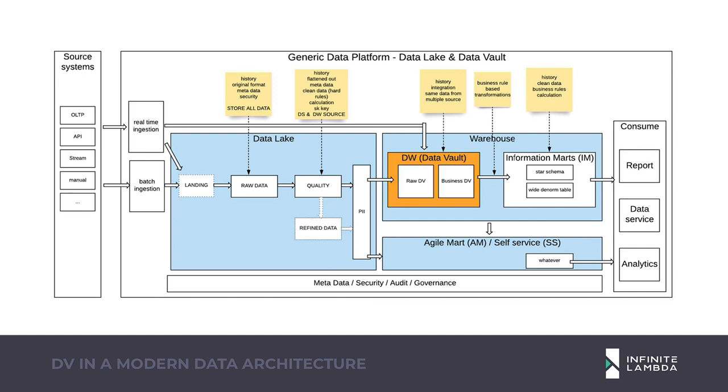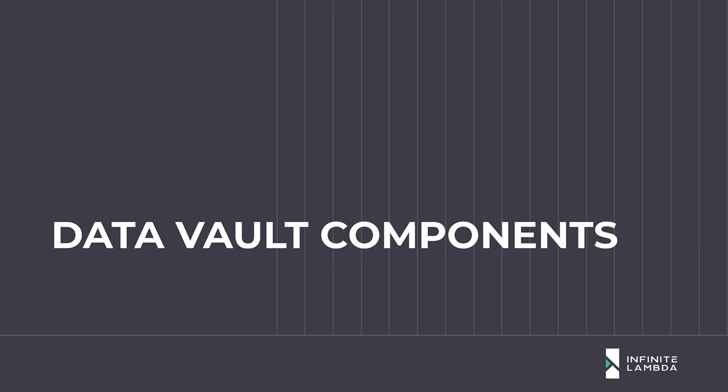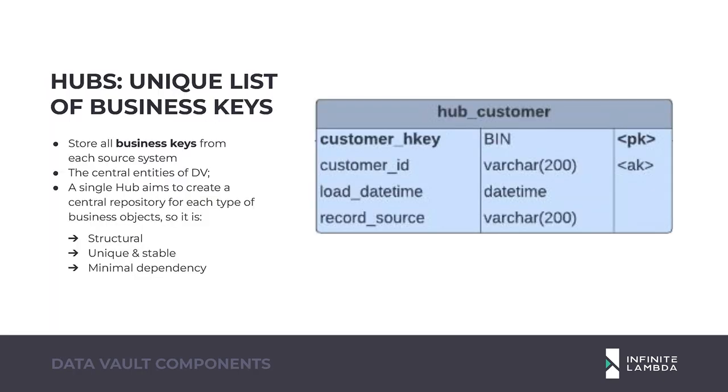Let's go into Data Vault components. I'm going to introduce you to the three main, basic and most important components of Data Vault today. There are more to them; we can talk about that later. The first one would be hubs. So a hub is kind of like a dimension model, with only one key. Basically, it's a table that stores all business keys from the source system. It's the central entity of the whole Data Vault system. All keys go into hubs, and a single hub entity creates a central repo for each type of business object.